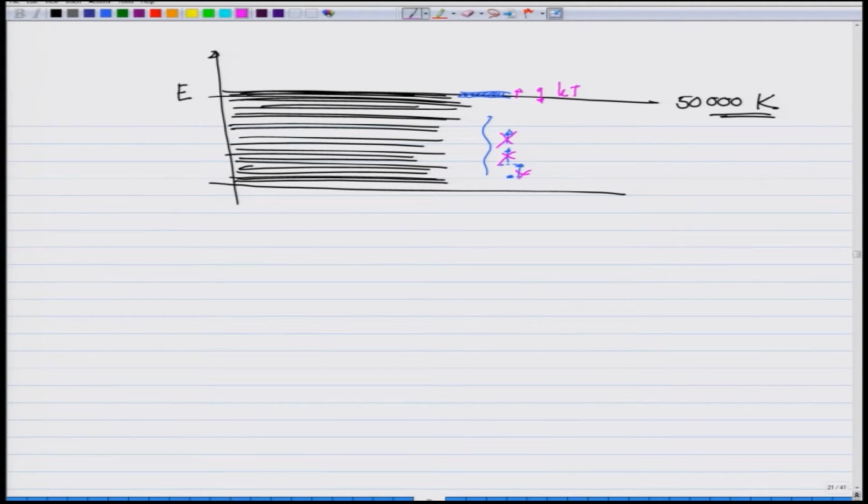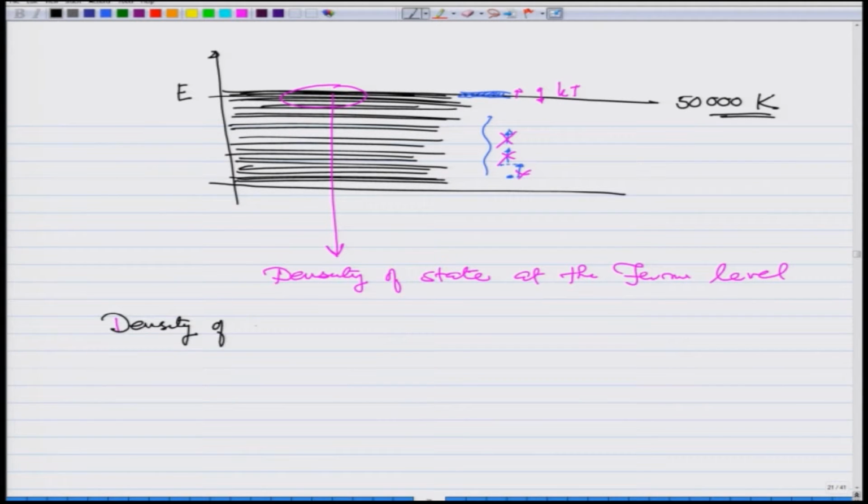So, if I calculate how many electrons there are per energy range at the Fermi level, and multiply by kT, that will give me the energy that they absorb. So, what I need is something called the density of states at the Fermi level. That is what we are going to calculate next, the density of states. How do we calculate this?